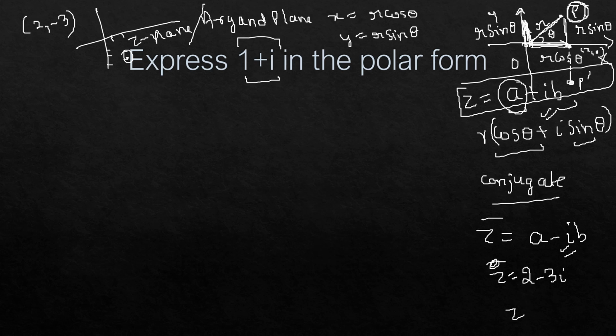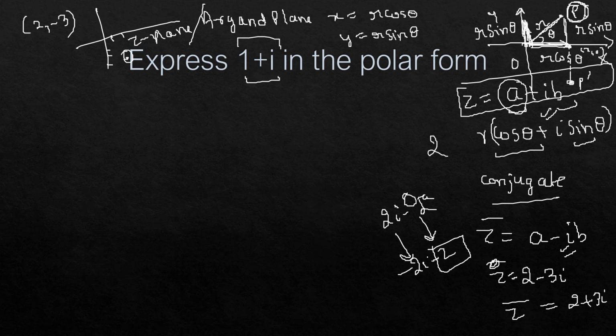This is z only. So z conjugate will be 2 plus 3 iota. If you have 2 iota minus 2, what will be its conjugate? Minus 2 iota minus 2, because remember the real part will be as it is and only the sign of the imaginary part will be changed. If you have 2, now find out the conjugate of 2. It will be 2 only, correct?